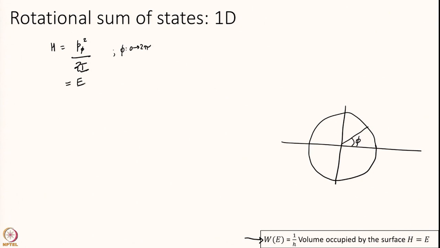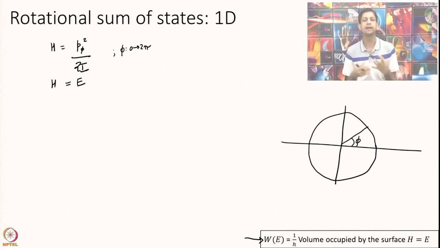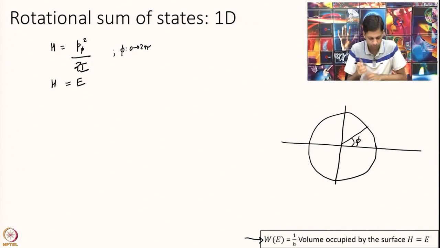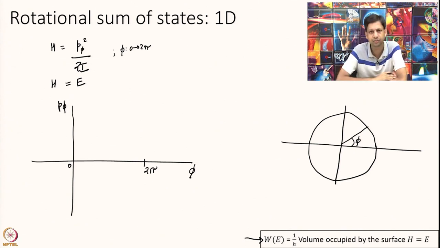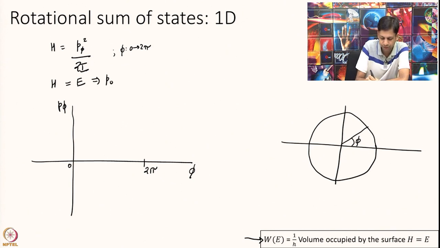I want the contour corresponding to h equal to E and find the volume occupied by this contour. So, let us make a plot of phi versus p phi. Phi goes from 0 to 2 pi. How much does p phi go from? Well, minus infinity to plus infinity, but we have a constraint. Our constraint is h equal to E. So, h equal to E implies p phi equal to plus or minus root 2 I E.